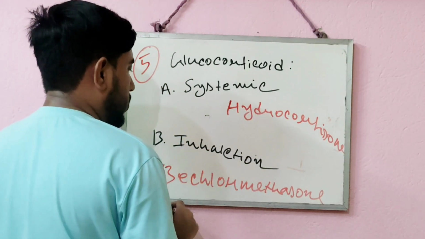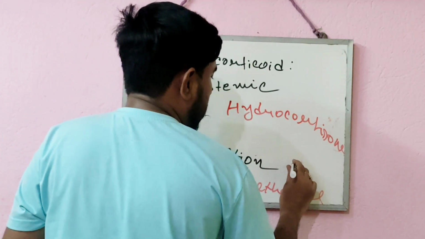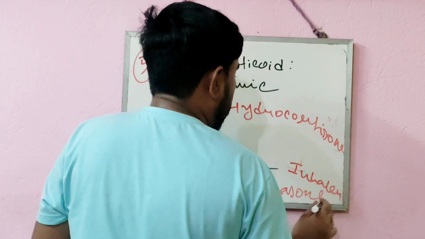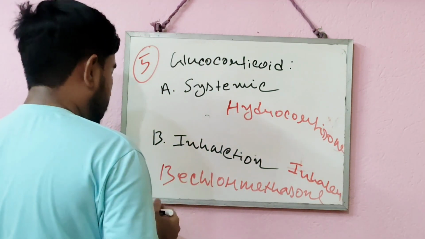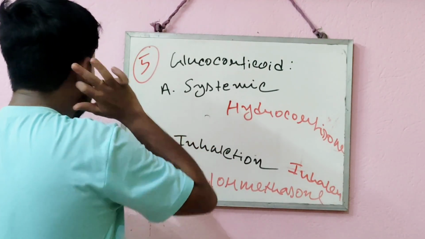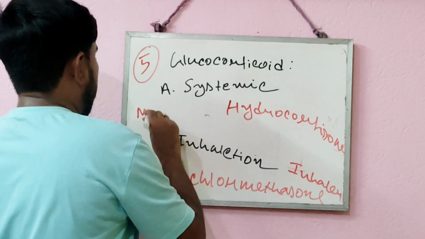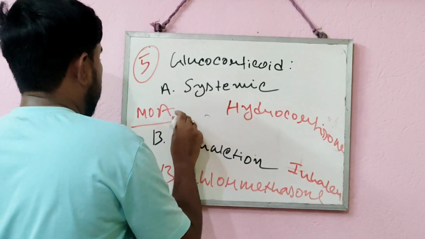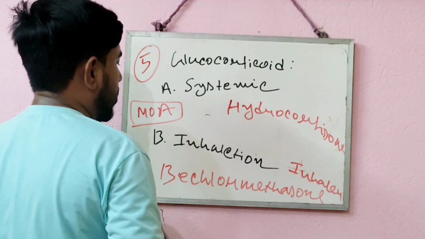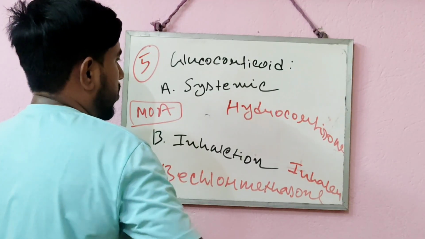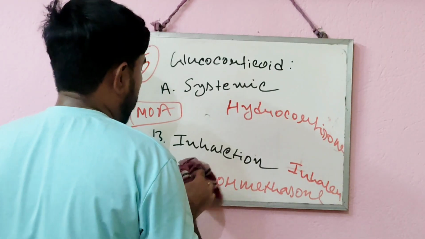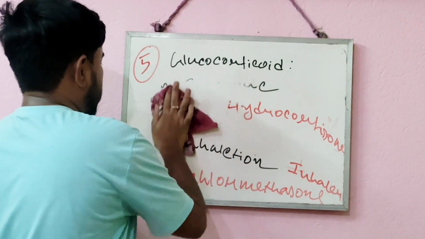Beclomethasone is also used in a regular inhaler, which asthma patients generally use in their daily life. Both these types of drugs have the same mechanism of action, but due to their different modes of administration, they are classified into two: systemic and inhalation. In systemic, examples are hydrocortisone and prednisolone. In inhalation, the example is beclomethasone.